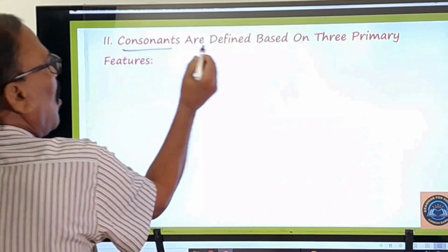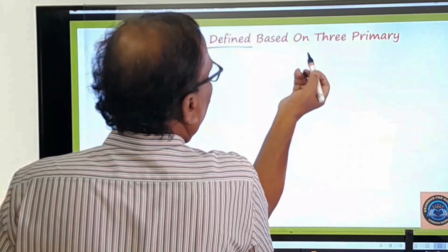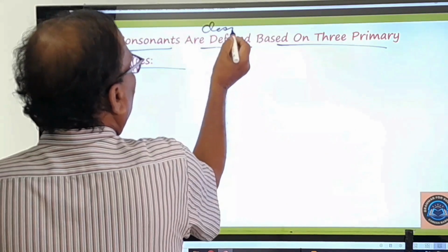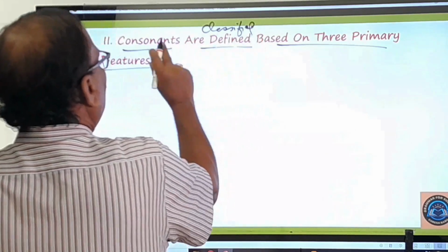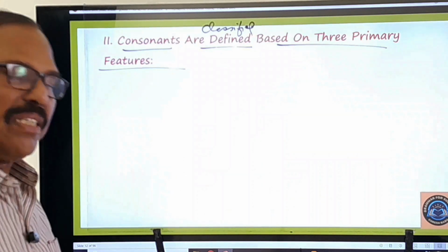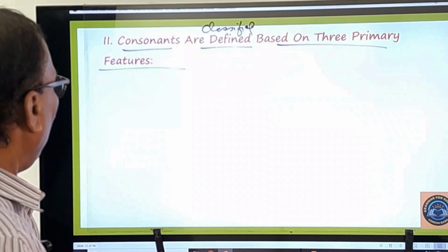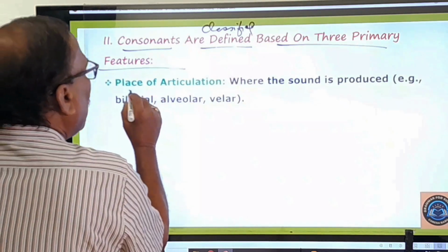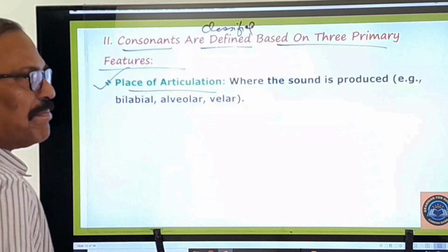Consonants are defined or classified based on three primary features. Let me write classified. Consonants are classified on the basis of three primary features. This is a very important aspect, and now let's move on to learn about them. What is the first one? Place of articulation, very, very important.